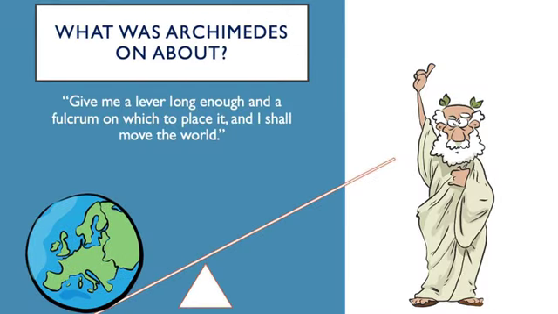So what was Archimedes on about? "Give me a lever long enough and a fulcrum on which to place it, and I shall move the world." If he can create a turning force large enough because he's got a large enough distance, I mean, there's no way that he can lift up the world, is there? He's not that strong. Nobody would be that strong. They couldn't put a big enough force in.